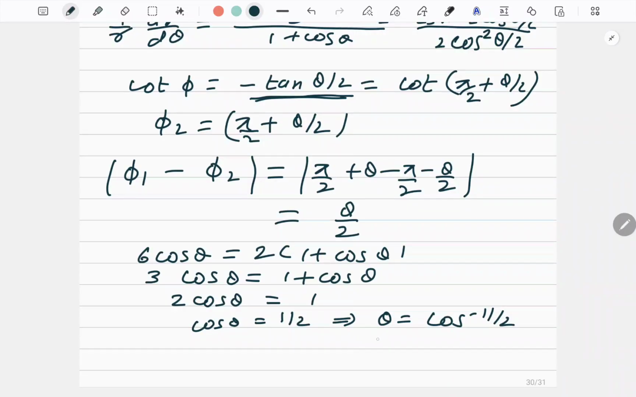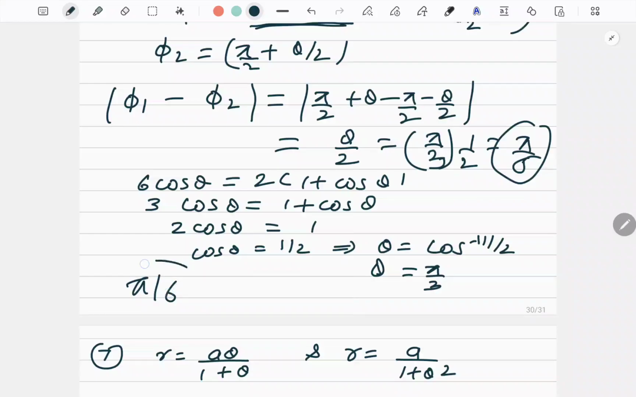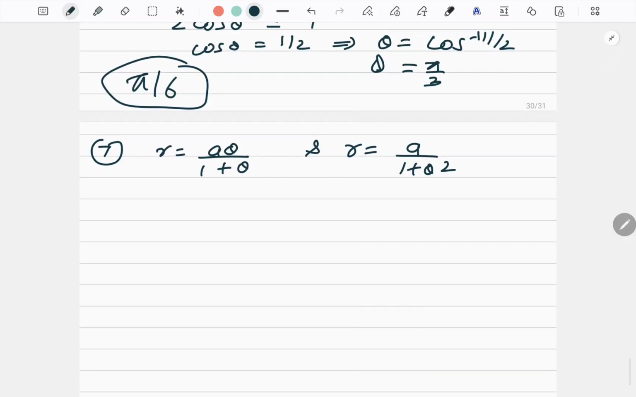And what is cos inverse 1 by 2? Cos, when do we get 1 by 2 in cos, minus 1 I forgot to write, at 60. Right? At 60. 60 is what? Pi by 3. Correct? So now my answer is theta by 2. So pi by 3 into 1 by 2, that is pi by 6. So the answer is pi by 6. Simple. Now let's move to the next question.